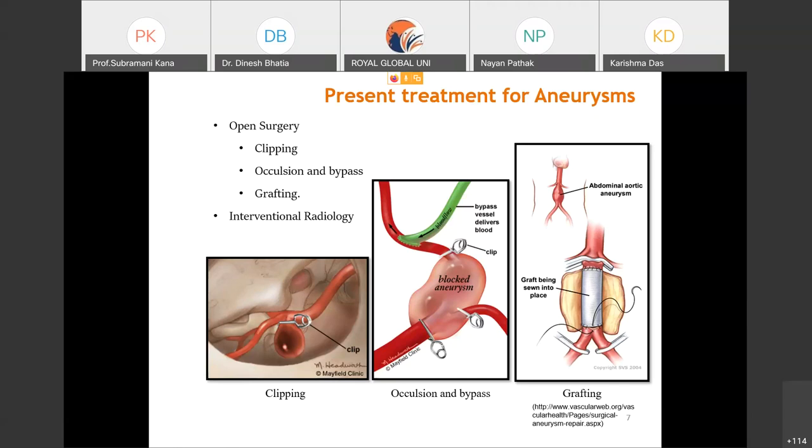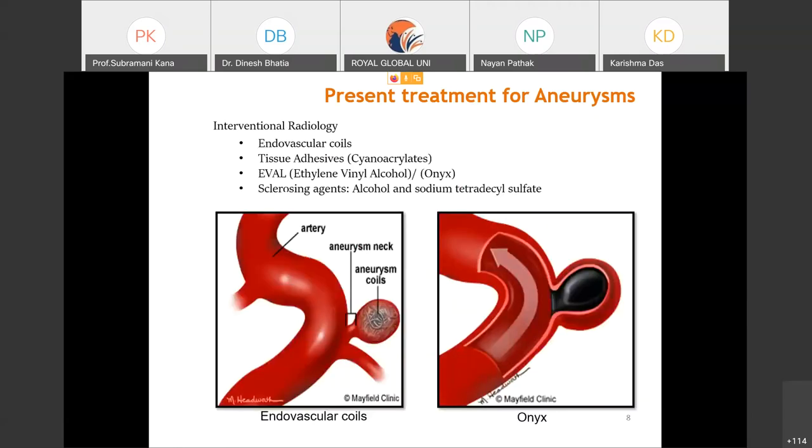In the case of the brain, it will be very difficult. That is how interventional radiology came into the picture, and these are some of the possible treatments. You can use endovascular coils. This is a platinum coil. They insert it through the femoral artery, attached at the end of a catheter, and you can reach the desired location. Though it is metal, it is made in the form of a mesh, like a soft foam.